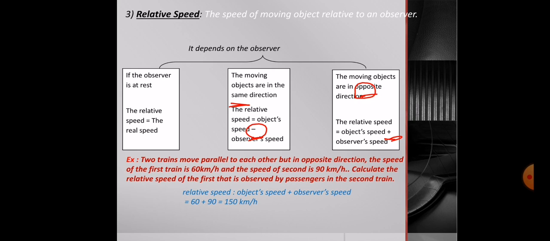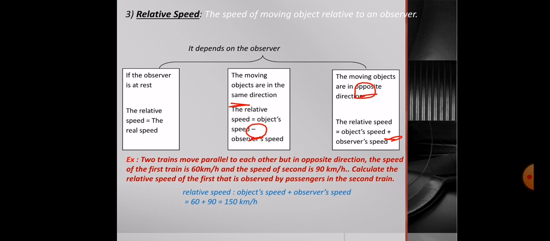And we have an application or exercise about this point. Two trains move parallel to each other but in the opposite direction. The speed of the first train is 60 km per hour and the speed of the second is 90 km per hour. Calculate the relative speed of the first train as observed by a passenger in the second train.